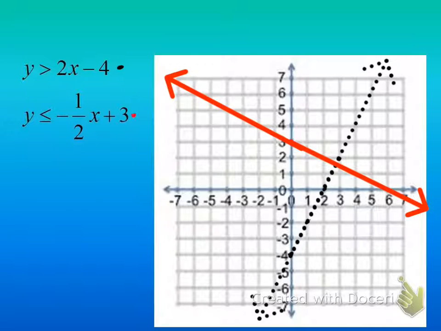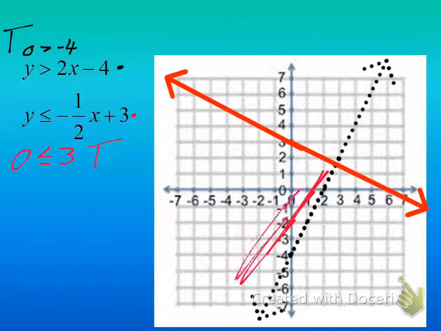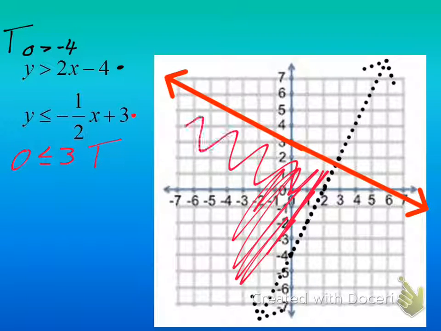So, neither one goes through 0, 0, so you can still test 0, 0, which is good. So 0 greater than -4, which is? True. All right, and then you go to the bottom one, you get 0 less than or equal to 3, which is? True. So both lines are going towards 0, 0. So you're shading this big section right here. What happens if it's false? You go away from 0, 0.